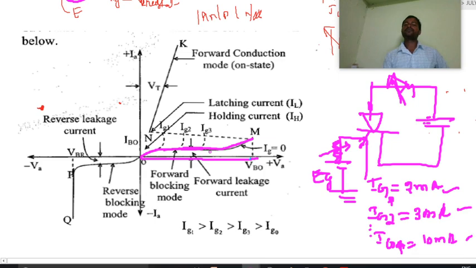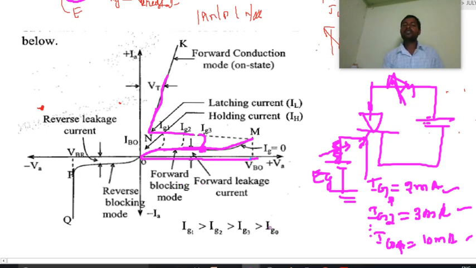So if we give the gate current, this is nothing but Ig3. If you are in the forward blocking mode and increasing the voltage, and while increasing the voltage you give the gate current, then what will happen? Suddenly the SCR will be turned on at this point only. It will reach the turn on process.